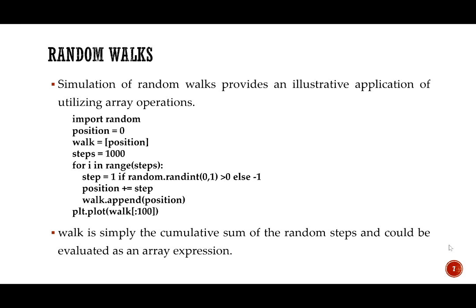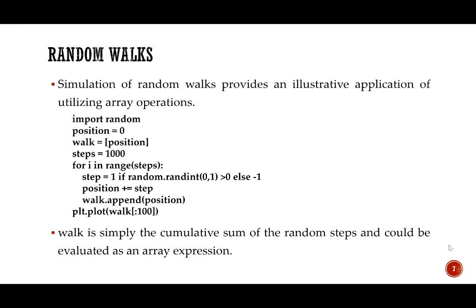In this example, you can see the simulation of a random walk. And here we are using a list as the data structure. We use the random module. We define a variable named position equal to 0, so it shows the origin of this process. And then we define a list named walk, and the very first element is the position, which is 0. And in this example, we want to simulate 1,000 steps. So I define a variable named steps equal to 1,000.